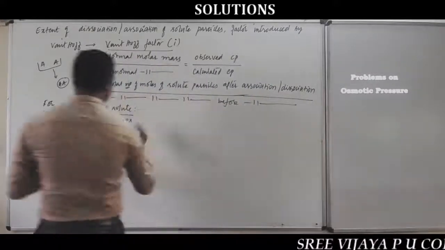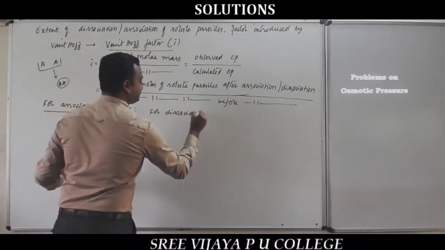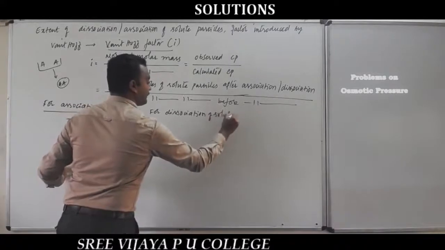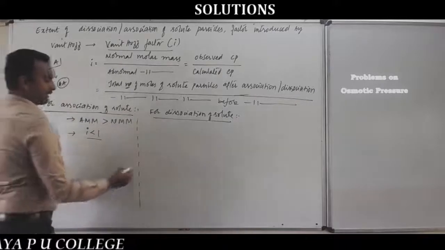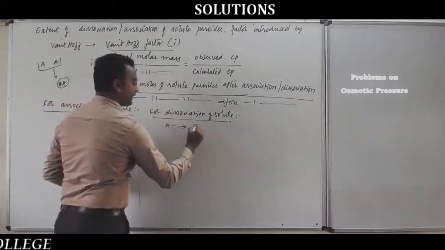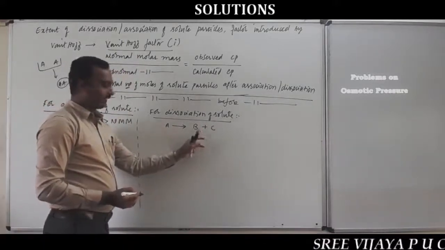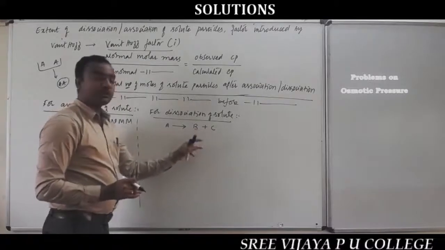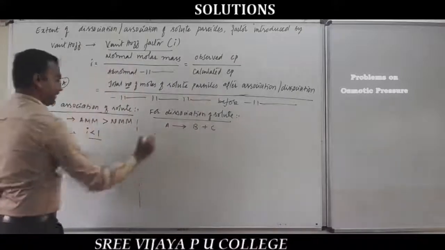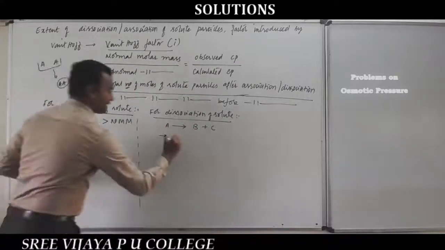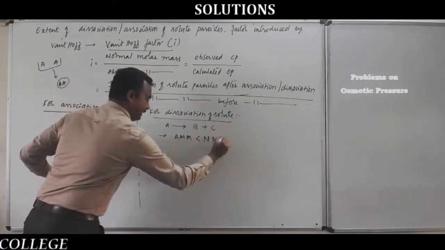So one more thing, that is for dissociation of solute particles. For dissociation of solute particles, let me take a simple example. A undergoes dissociation to give B plus C. Then the molar mass of the particles will be lower than this, because they all dissociate, so the abnormal molar mass is lesser compared to the normal molar mass. So due to dissociation, the abnormal molar mass is lesser compared to that of the normal molar mass.